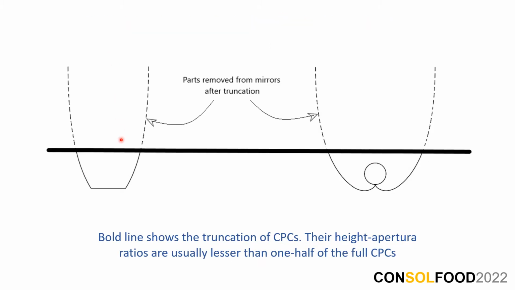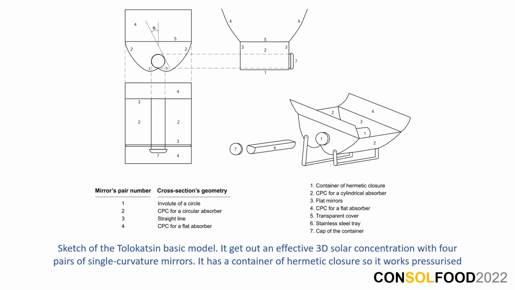In this figure, the dotted lines are the truncated portions of the mirrors. The height and aperture radius are usually less than 1/2 of the full CPCs.